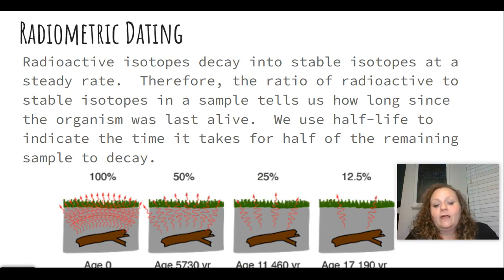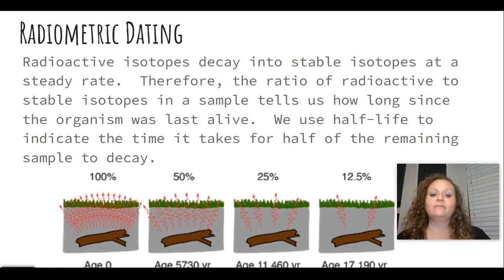So if I look at a fossil or remains that have been left behind, and half of the carbon is carbon 14 and half is carbon 12, then I know that it's been at least 5,730 years, give or take about 25 years. If I look at it though, and it's 25% carbon 14 and 75% carbon 12, then that means that two half lives have passed.